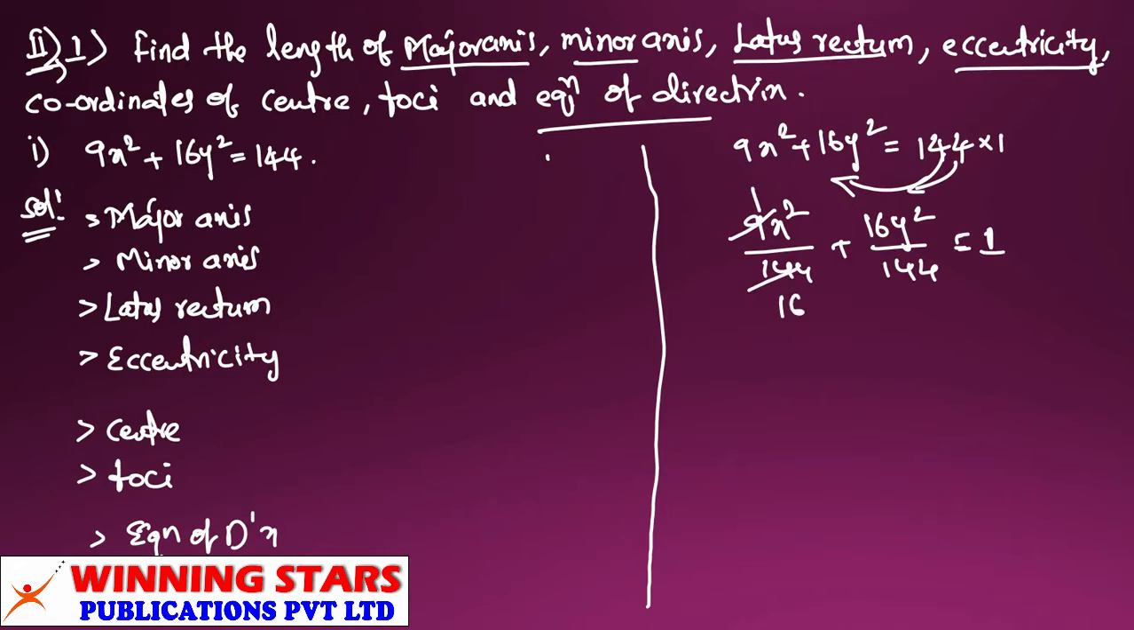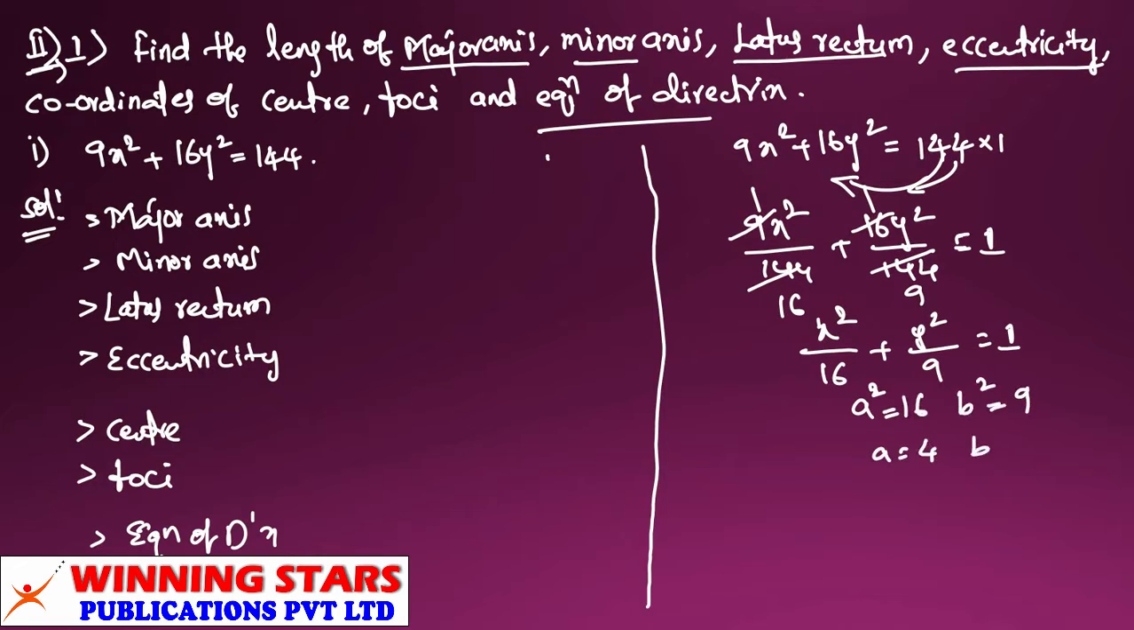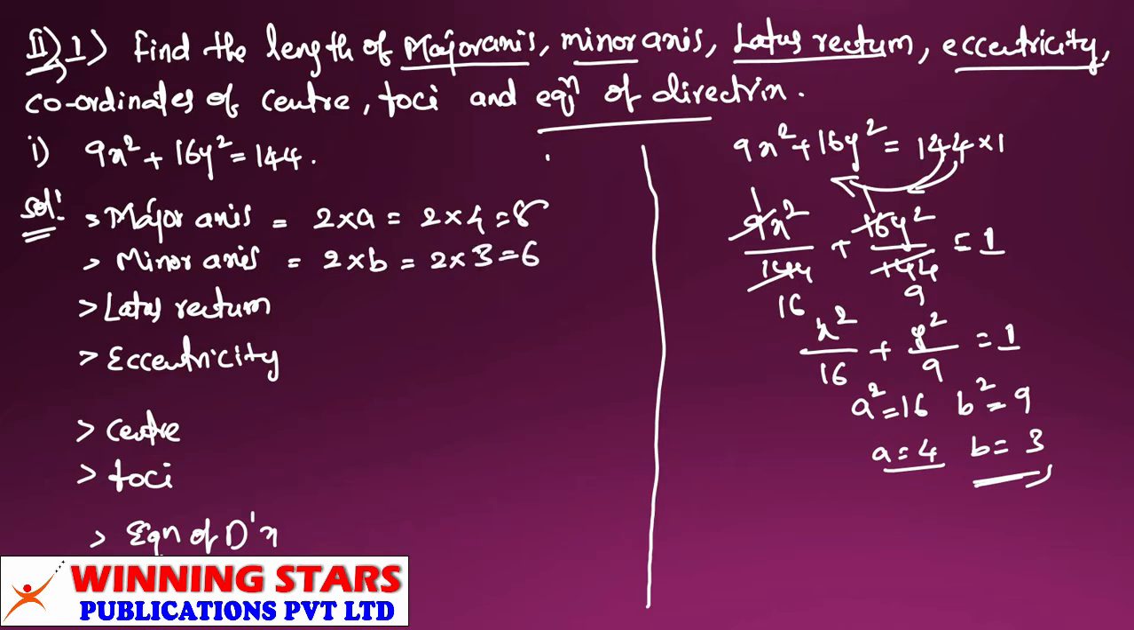9 ones are 9, 16 ones are 16. So x square divided by 16 plus y square divided by 9 is equal to 1. From this, a square is equal to 16 and b square is equal to 9, so a is equal to 4 and b is equal to 3. So the major axis is 2 into a, which is 2 into 4 is equal to 8, and the minor axis is 2 into b, which is 2 into 3 is equal to 6.